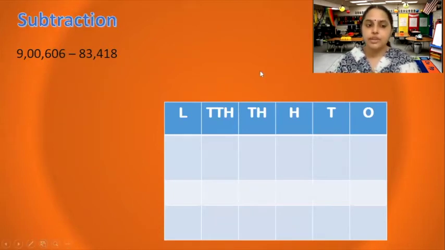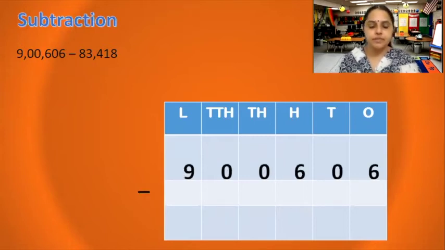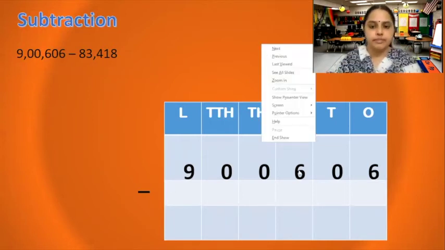All right. So let us first represent 9,06,606 on the place value chart. So I have represented this. Then which arithmetic operation are we going to do? Subtraction. So I'm putting a minus symbol.